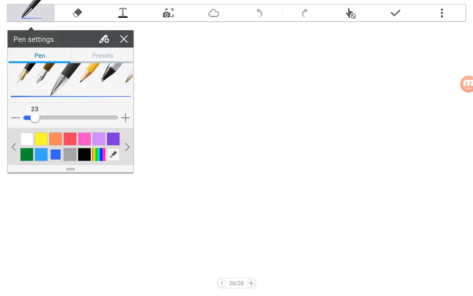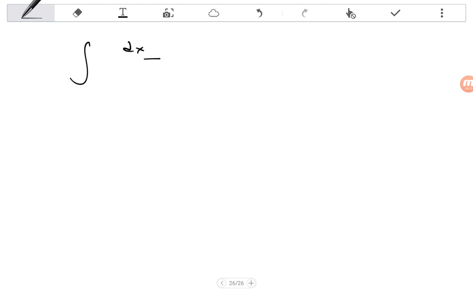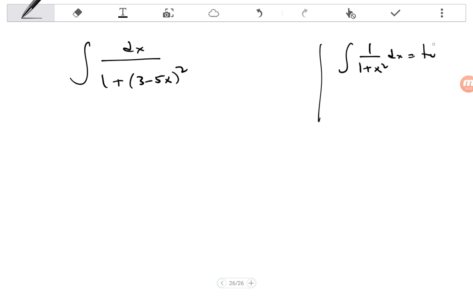What if I had this? Integration of dx over 1 plus (3 minus 5x) all squared. This one is tan inverse, yes. It reminds me of this rule, 1 over 1 plus x squared, which gives me tan inverse x. But instead of x, what is taking the place of x is that linear bracket. So I will just apply the rule, tan inverse (3 minus 5x), but I remember to divide by minus 5.